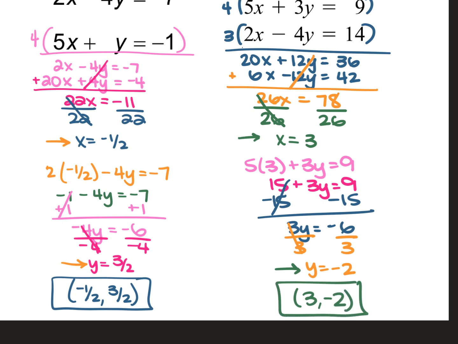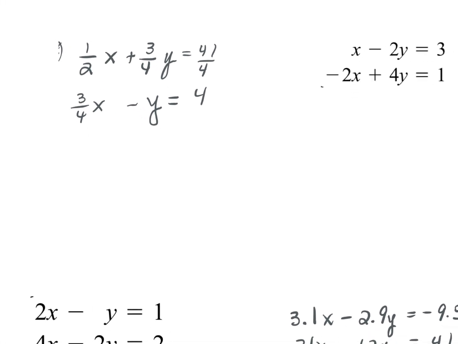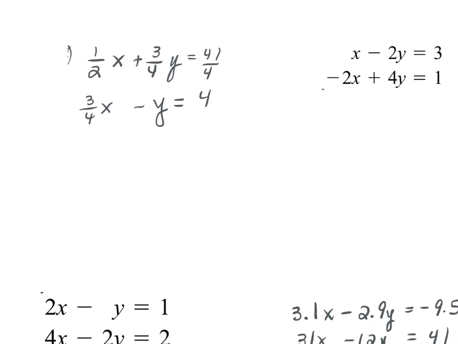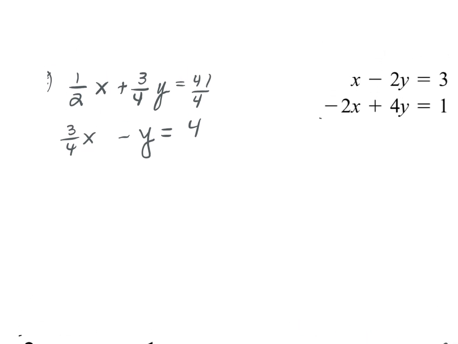For your next question, you have 1/2 x plus 3/4 y is equal to 41 over 4, and 3/4 x minus y is equal to 4. I would not work with the fractions. By multiplying everything within each equation by a least common denominator, it will cancel out your fractions. So your top equation, you can multiply everything by 4. Bottom equation, you can multiply everything by 4 as well.